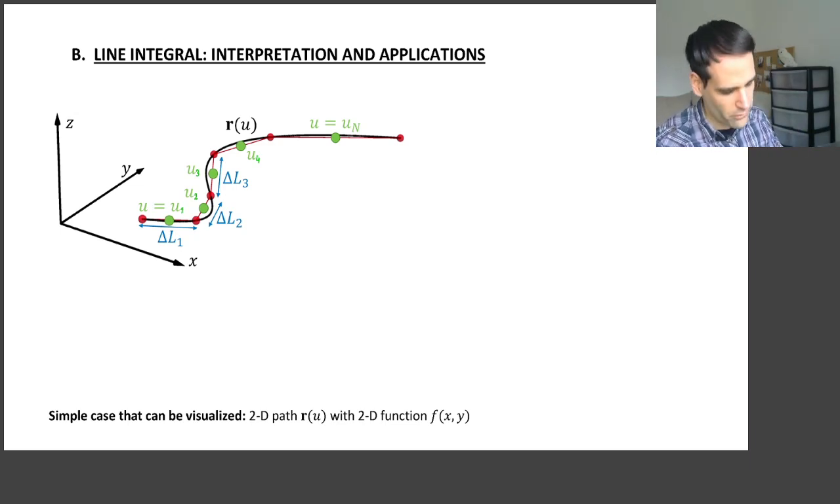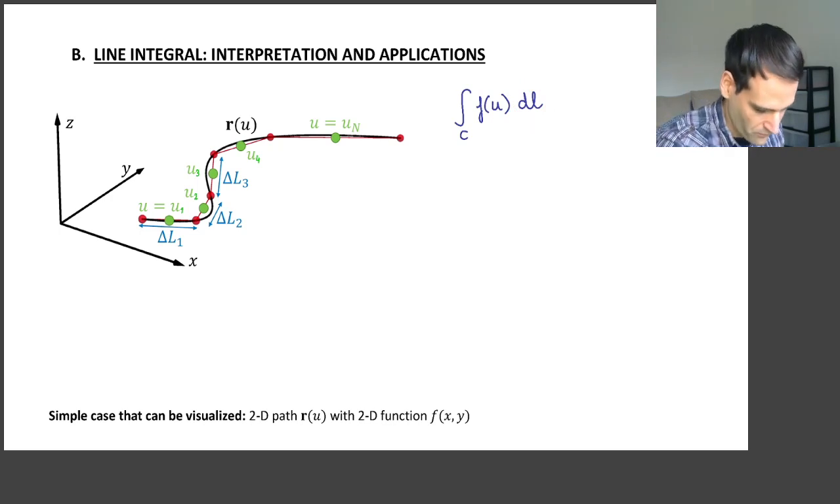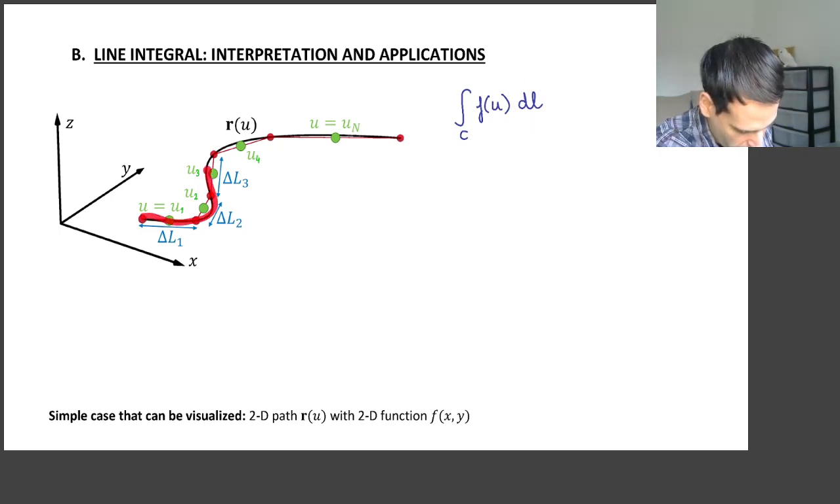Suppose that I want to calculate the integral along a curve of some function of the parameter u with respect to the line or to the curve. And we usually use the symbol dl to represent a differential of length of the curve. Okay, so this is how you write the integral of a function along a curve. So what do we do then? What's the definition? So here we have the curve. It's the black curve here, which is a function r of u, where u is the parameter.